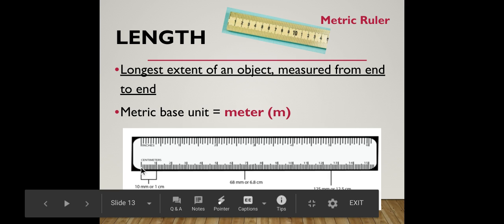Again, how you read it, you'll start at 0 and measure up to something like here. That's saying that you were at 6 centimeters, 6.1, 6.2, 6.3, 6.4, 6.5, 6.6, 6.7, 6.8.